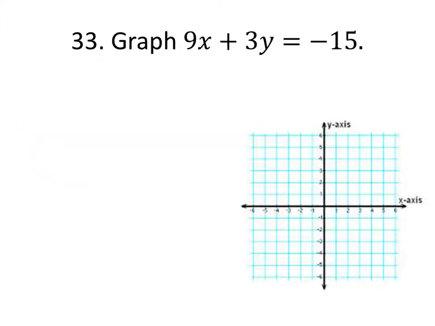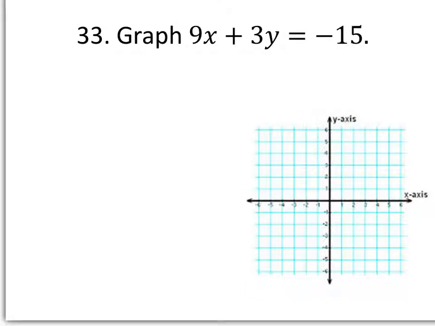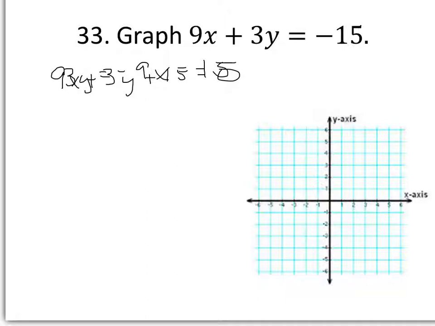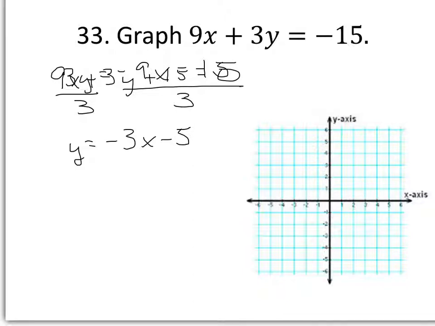Here we're to graph a line, so our first job is to put it into slope-intercept form. So we want to get our y term by itself, and that means subtracting 9x from both sides. So we have 3y equals negative 9x minus 15. And then we divide by 3, and we get y equals negative 3x minus 5. And now we have everything we need to graph our line. We know where it crosses the y-axis. It crosses at negative 5.